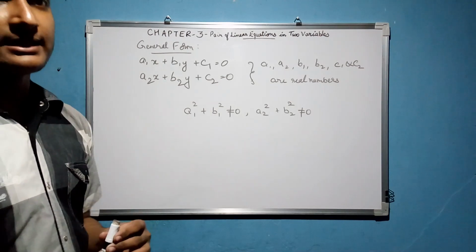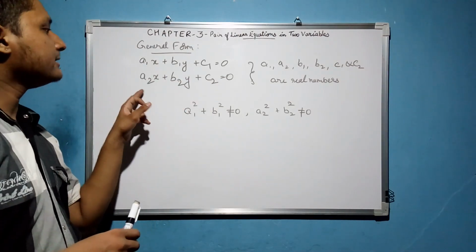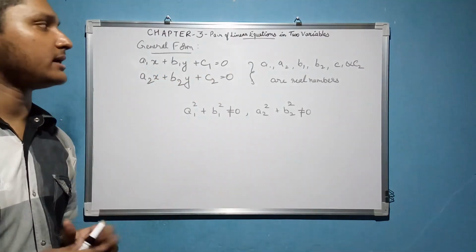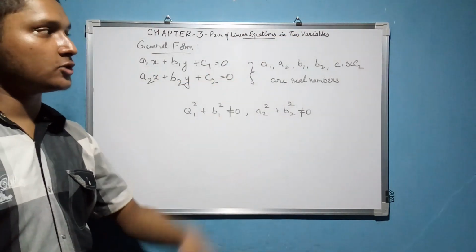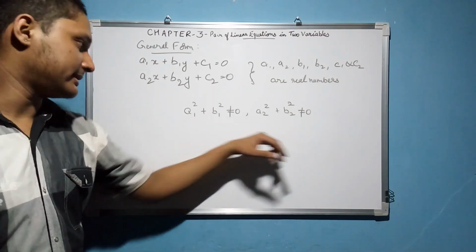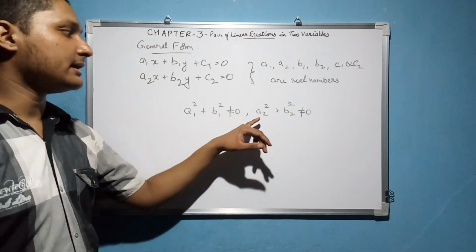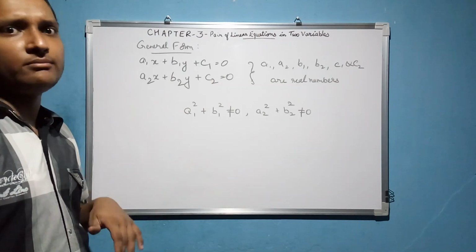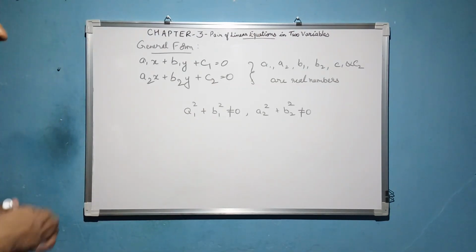Before moving on to the exercise, we need to know the general form. We had already dealt with this. This was a1x plus b1y plus c1 is equal to 0, and a2x plus b2y plus c2 is equal to 0. All of those are real numbers, that is a1, a2, b1, b2 and c1, c2. There arises one more condition, that a1 square plus b1 square is not equal to 0 and a2 square plus b2 square is not equal to 0. What is the simple meaning of this? It looks complicated, but the meaning is simple.